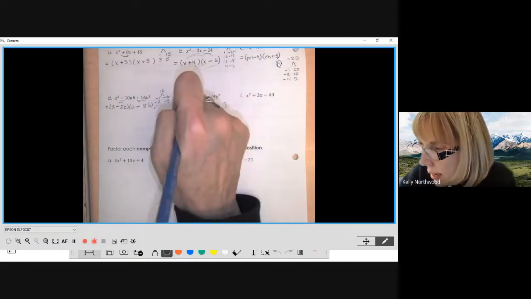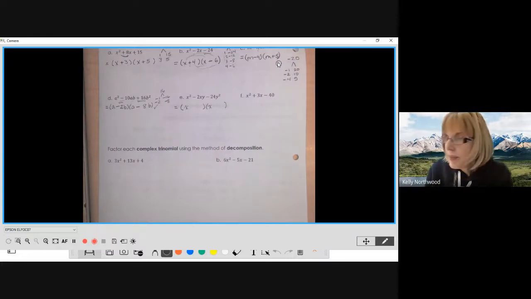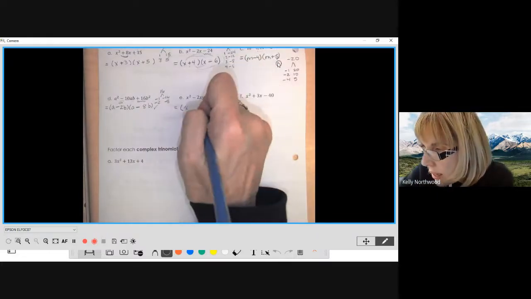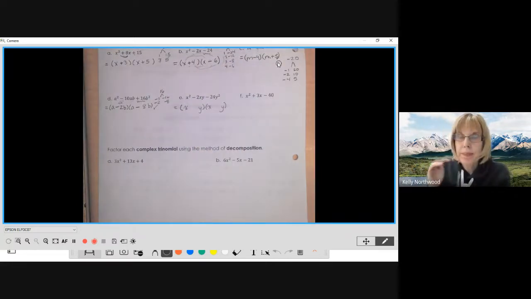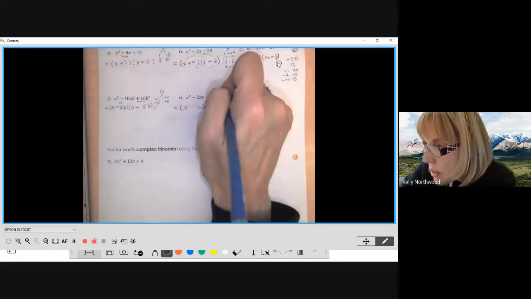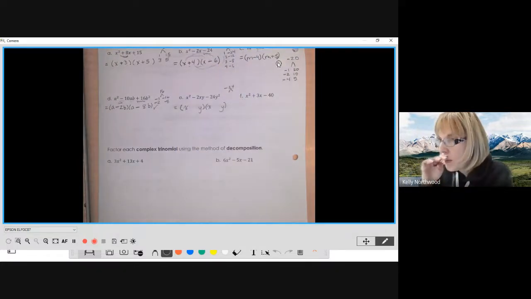Okay, so we're going to have an x at the beginning of each factor, and then we need a y at the end of each factor because we end with the y squared and we have xy in the middle. And then we need two numbers that multiply to negative 24 and add to -2.